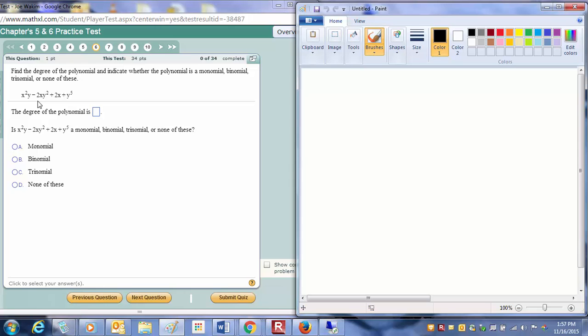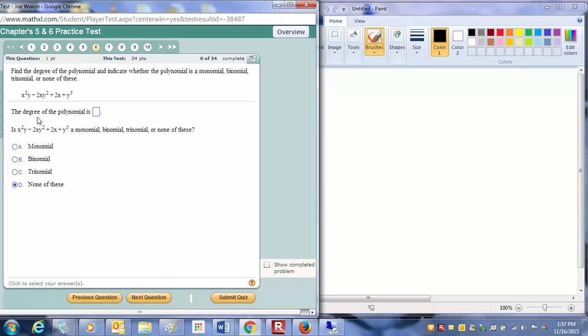Okay, we can simplify this. So x squared y minus 2xy squared plus 2x plus y to the power 5. None of these are like terms, so we cannot combine them. So this is a 4-term polynomial; monomial, binomial, trinomial, none of these would be the option. And the degree of the polynomial is 5 because of the highest exponent among each term. This one is 3, this one is 3, this one is 1, and this one is 5. This one, x to the power 1 plus 2 is 3, and 2 plus 1 is 3, so 5 is the highest exponent.